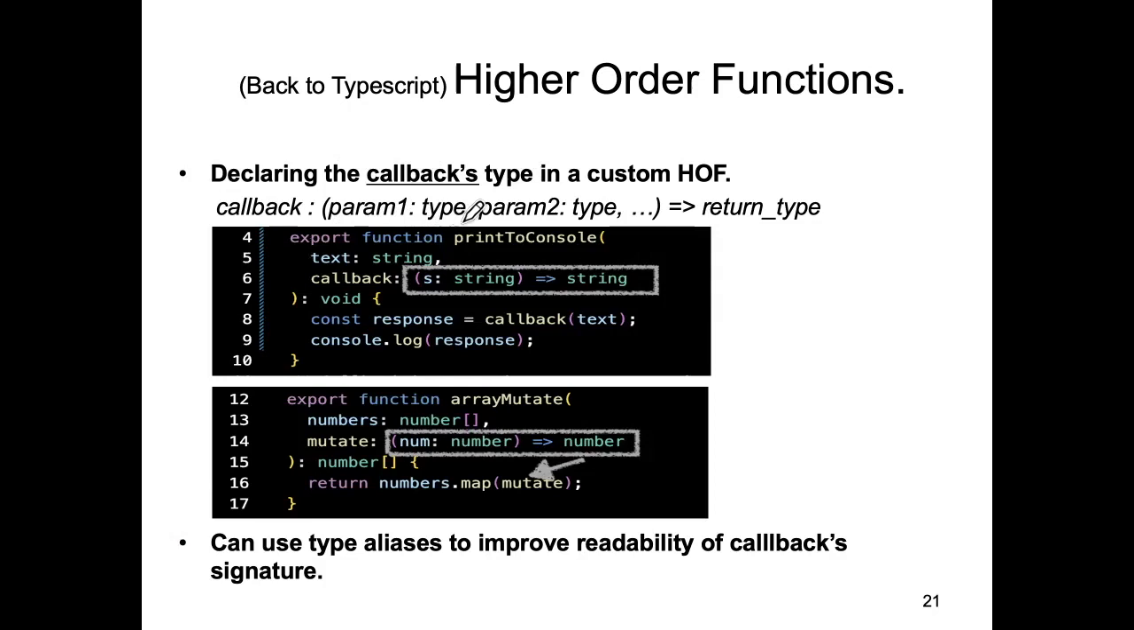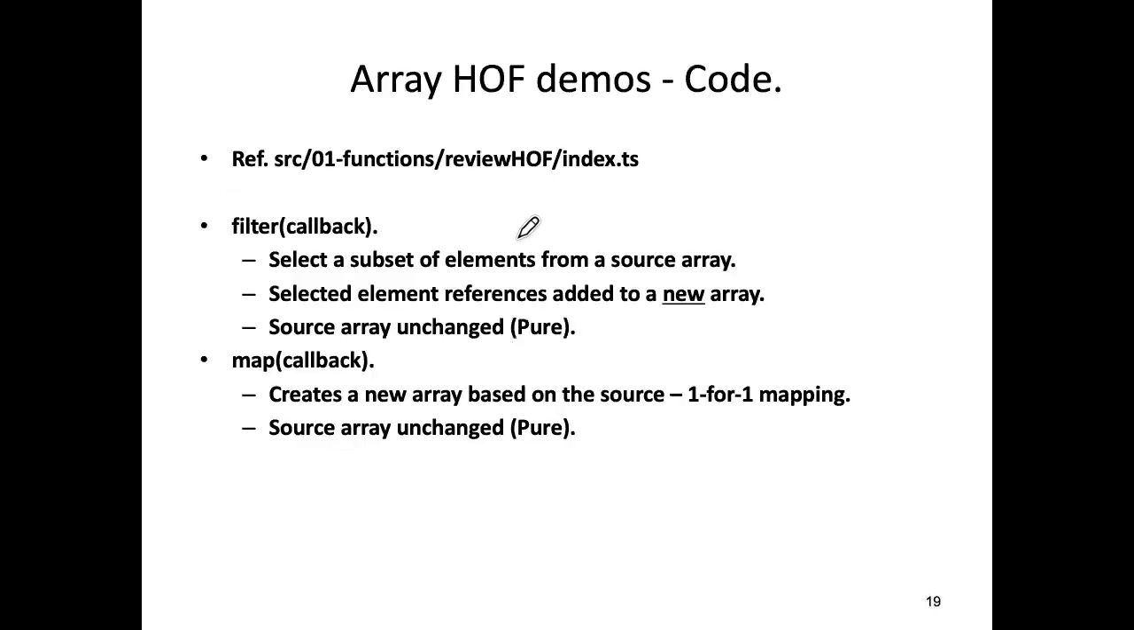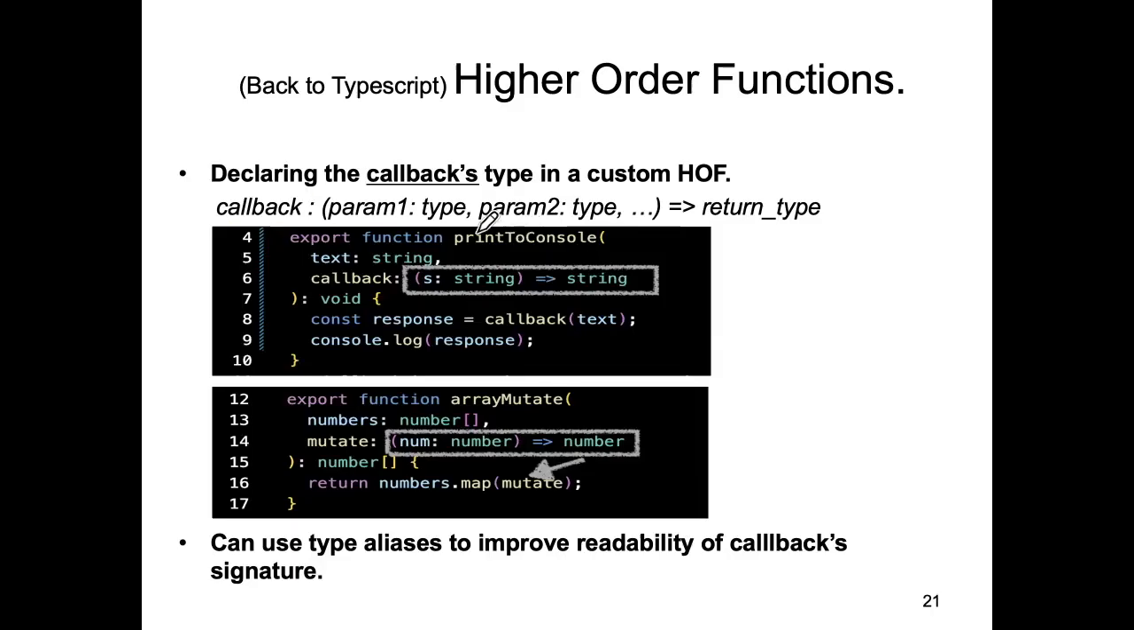Here I've got a function. It's not a very useful or interesting one, called print to console. It takes two arguments, it looks like. It takes a string, and the second argument is a callback or a function. And this is the syntax that we use for declaring the type of the function. Essentially, you have to declare the signature of that function.